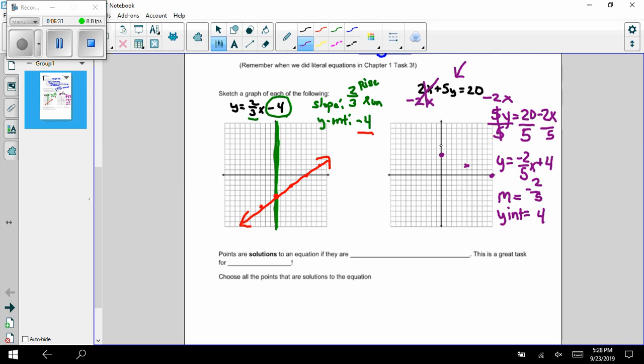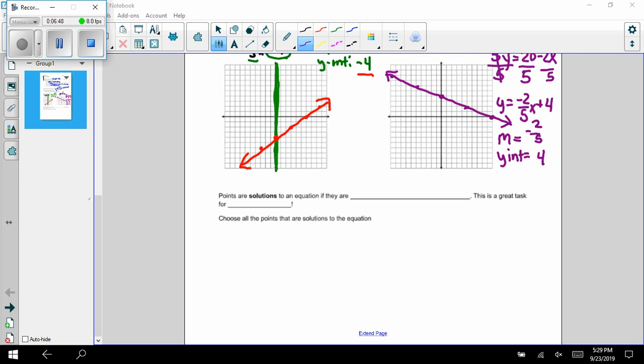So I'm going to go up and over, 1, 2, 3, 4, 5. Up and 1, 2, 3, 4, 5. All right, and that looks pretty good. I'll make the straightest line I can without a ruler. Put arrows on the end indicating that that line goes on and on forever.